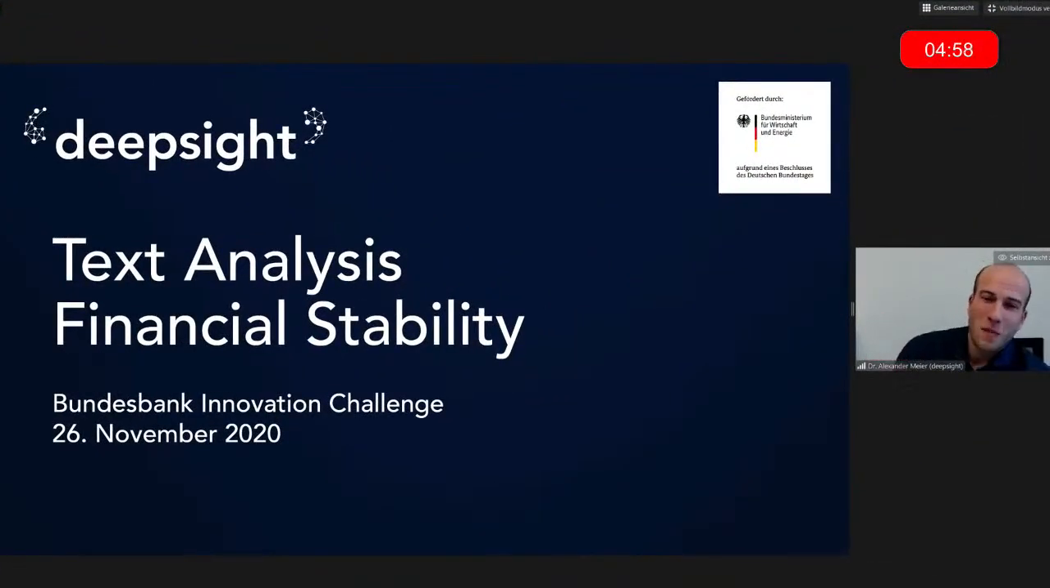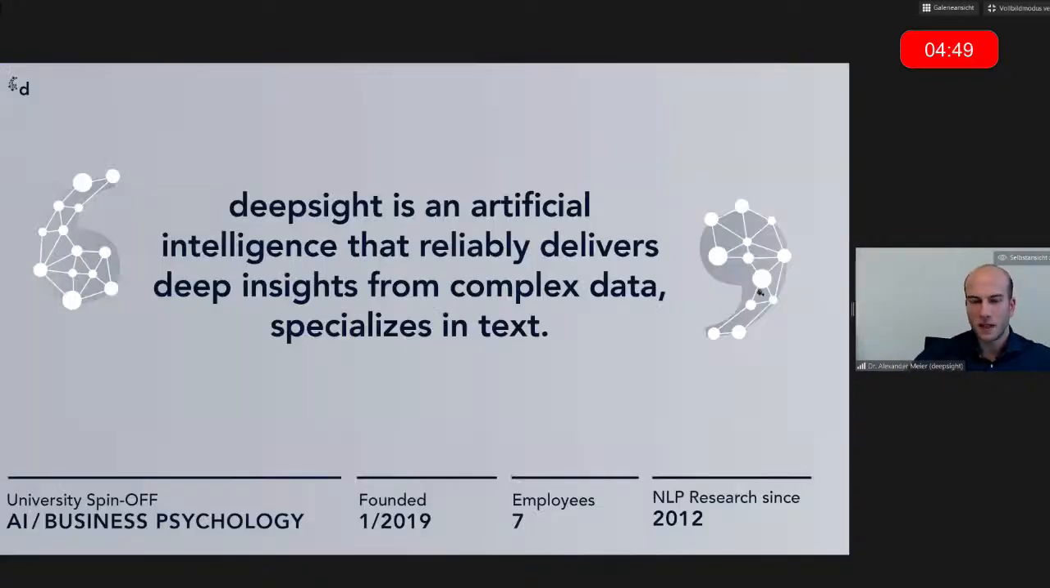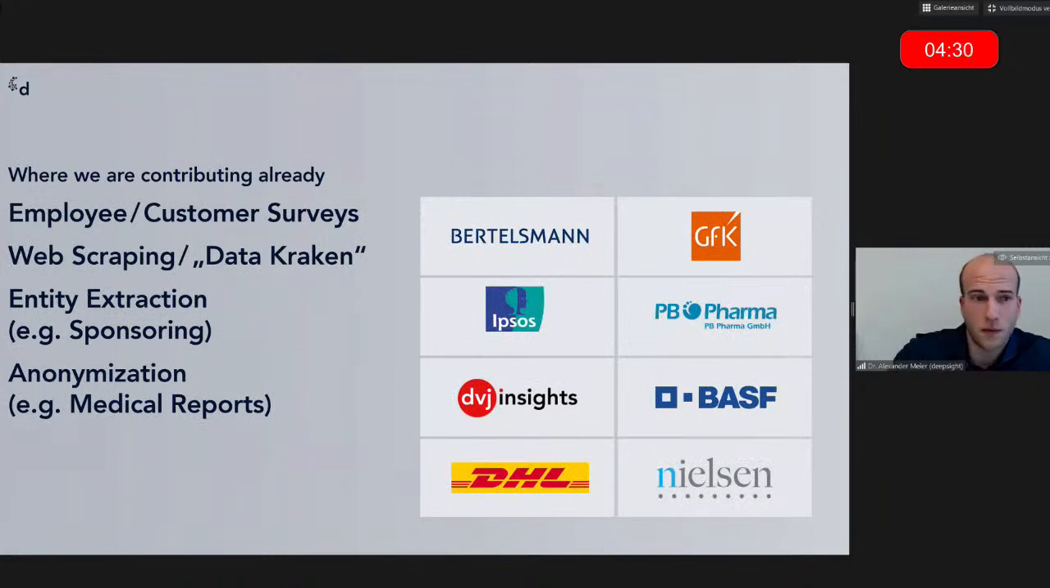Hi, I'm Dr. Alexander Meyer. I'm the CEO of DeepSight, and we are using artificial intelligence and machine learning to analyze data, and we are highly specializing in complex text data. So that's our thing. We were founded last year in January, and we are 7 people now, and we're constantly growing. But despite our age, we had the chance to work with a variety of companies from different fields.